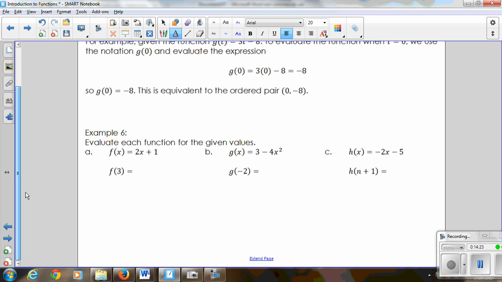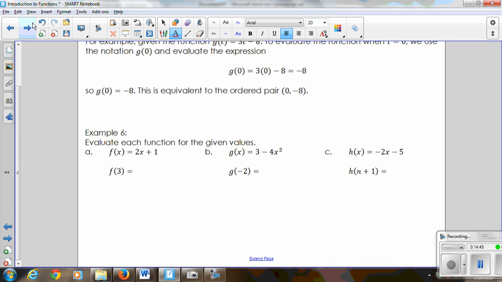So what I'd like you to do is evaluate each of the functions in number 6 with the given values. And note in letter C that instead of replacing it with a number, we're replacing it with another expression. Don't be intimidated by that. All this is telling me to do is to replace the x with the expression n plus 1. So go ahead and press pause and give it a try.